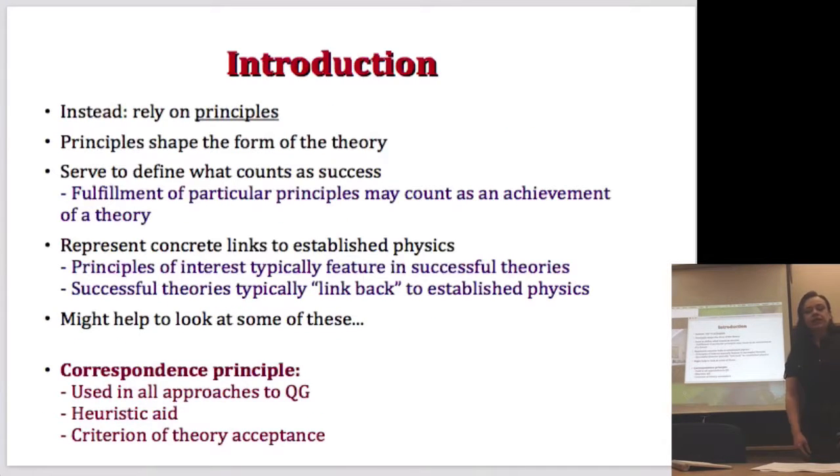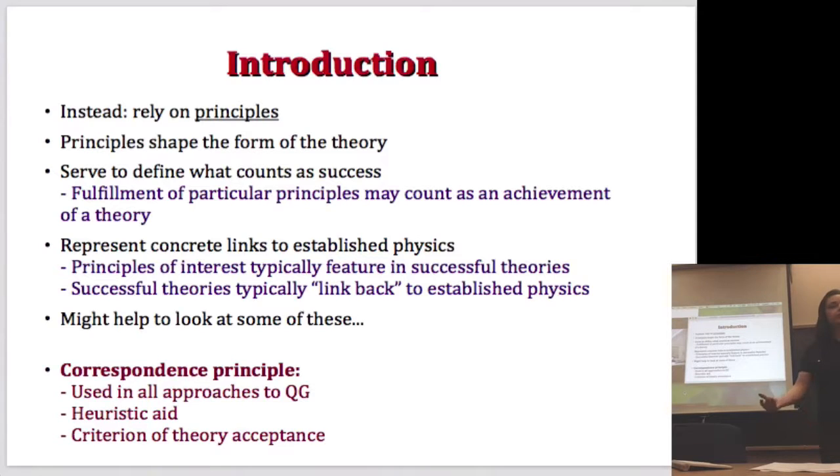Okay, so in the absence of data and predictions, we're relying on theoretical principles. And what principles you want to adopt or view as important will shape the form of your theory. Also, principles serve to define what may count as success of the theory. So the fulfillment of particular principles may count as an achievement, something to strive towards. Also, principles represent concrete links to established physics. By this I mean the principles that we are interested in because they come from successful theories. And successful theories typically link back to other theories.